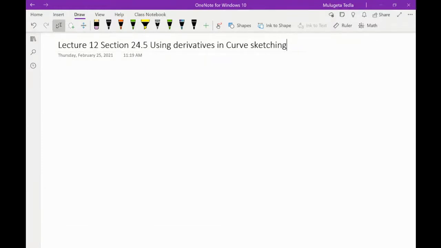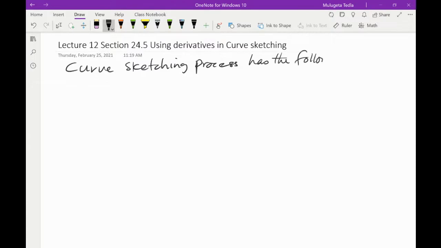So we have a section where this still goes on: application of derivatives. One of the applications of derivatives is curve sketching. We're going to sketch the curve using the help of derivatives, which we haven't done before we take derivatives. The curve sketching process has the following steps, right?